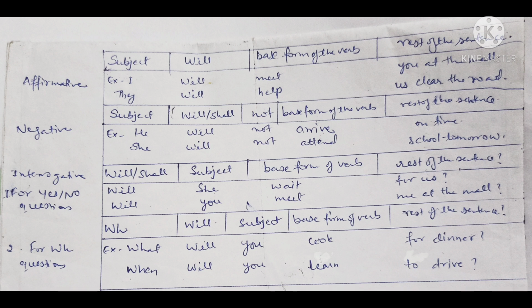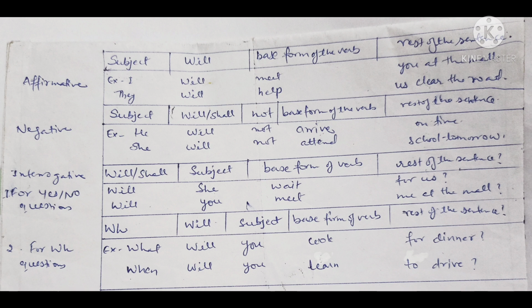For affirmative example, I will meet you at the mall. They will help us clear the road. For negative, subject, will, not, then base form of verb, then rest of the sentence. Example, he will not arrive on time. She will not attend school tomorrow. And interrogative, same thing. For yes and no question, will, shall would come first, then the subject, then base form of verb, then rest of the sentence. Will she wait for us? Will you meet me at the mall?